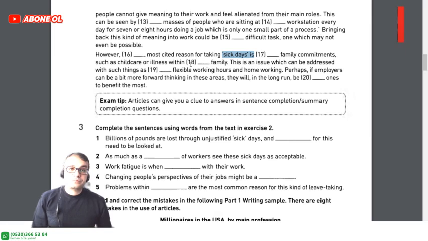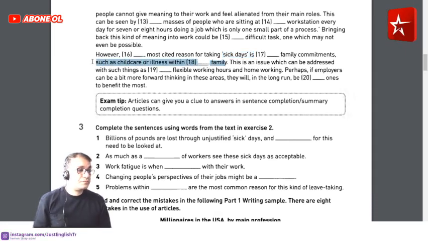Okay. Let's go for 18. What do you think is 18? Come on, show me something.